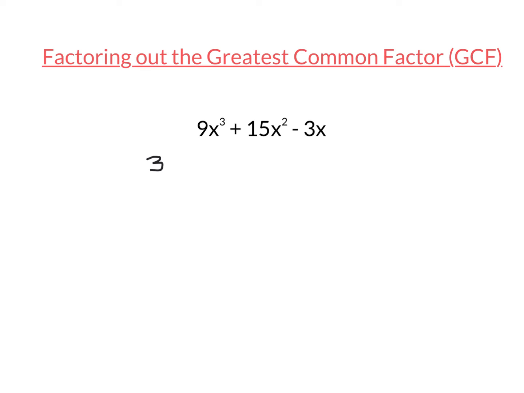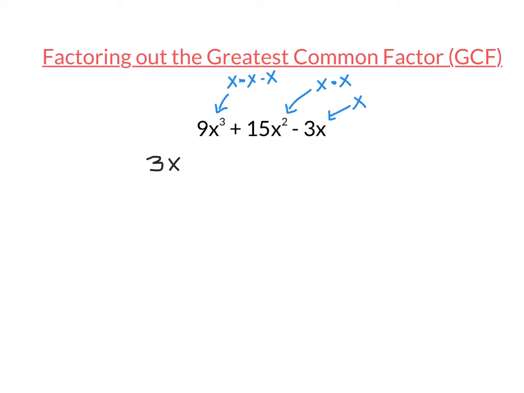Then we're going to look at our variables. We have x to the third, x squared, and x. What that means: x to the third means that we have 3 x's being multiplied together. X squared means that we have 2 x's being multiplied together. And here we just have a single x by itself. Now you want to pull out as many x's as you can, but you have to pull the same amount from each term, and you can't pull out more than a term has. So since this term only has 1 x here, we're going to pull out just an x.